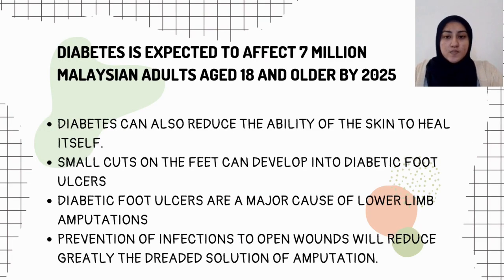Diabetes is expected to affect 7 million Malaysian adults aged 18 and older by 2025. Diabetes can reduce the ability of skin to heal itself. Even small cuts on the feet can develop into diabetic foot ulcers. It is a non-healing wound that is vulnerable to infection. Diabetic foot ulcers are major causes of lower limb amputations, disability, and death in people with diabetes.